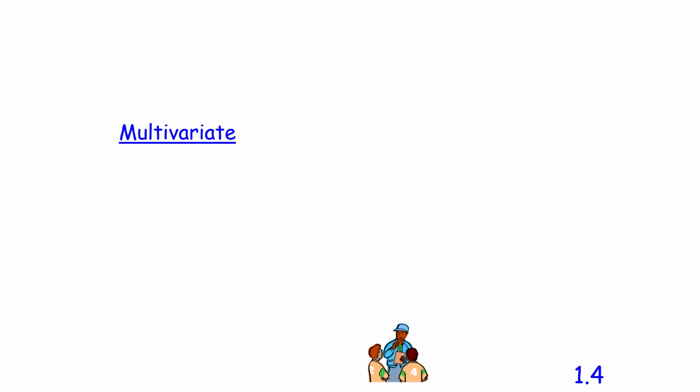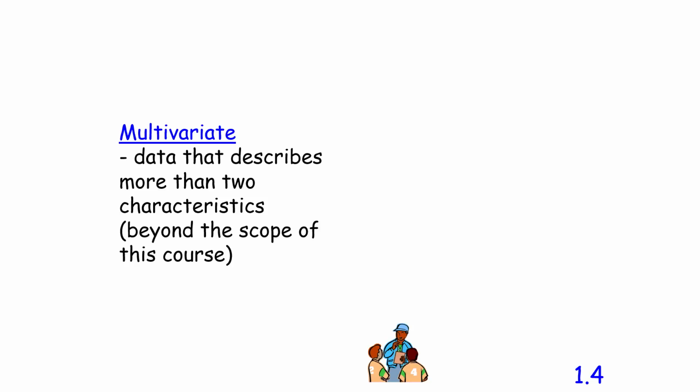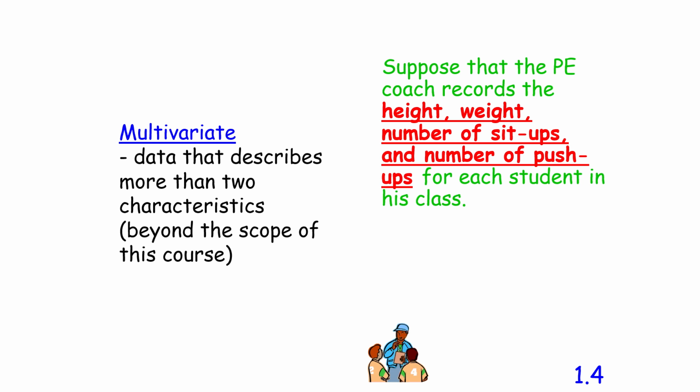There's also something called a multivariate. It's a little bit outside of the scope of this class, but I want you to know what it is. It's data that describes more than two characteristics. So now take that same PE coach. So he's recording the height, he's recording the weight, but let's say he also records the number of sit-ups and the number of push-ups for each student in class. So here we have a multivariate set of data.